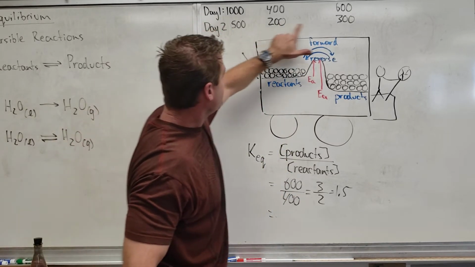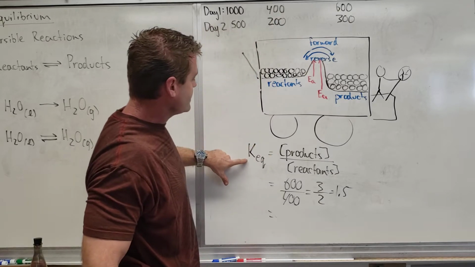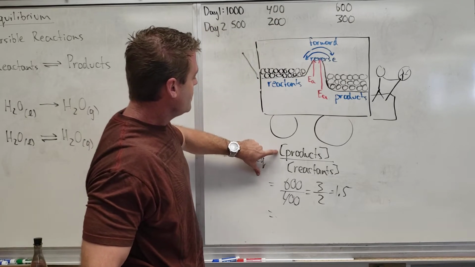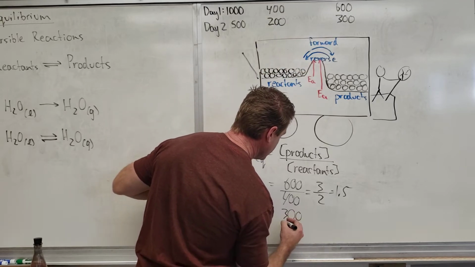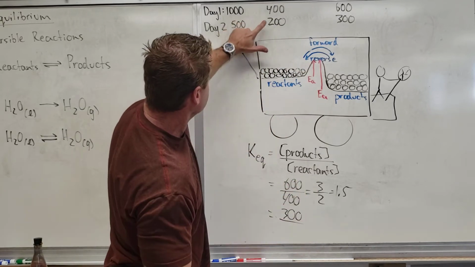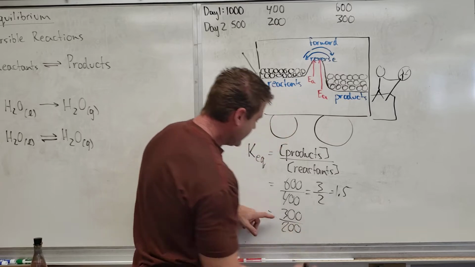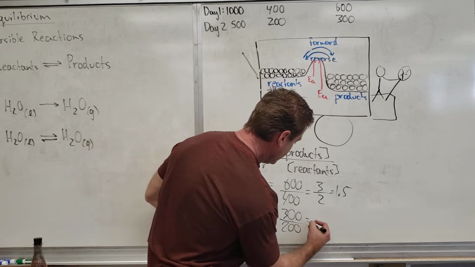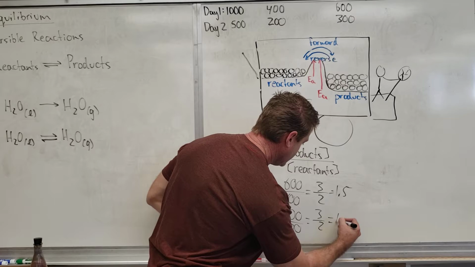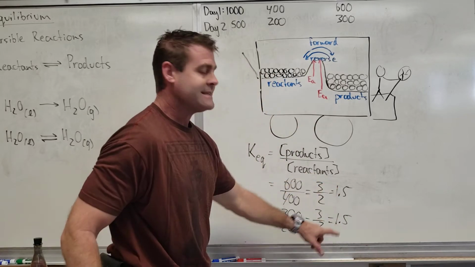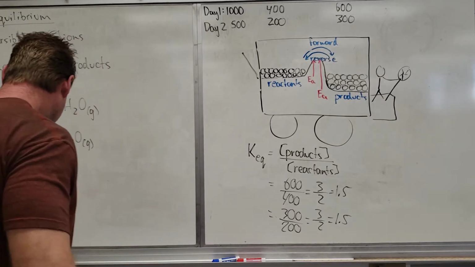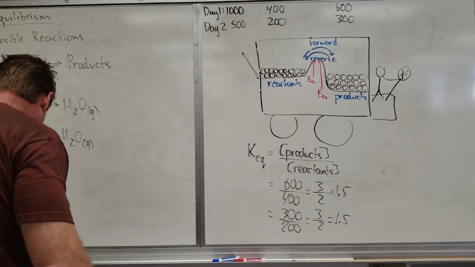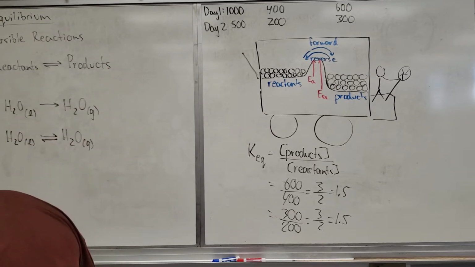The numbers change, but now check this out. Let's calculate the products to reactants. What are the products on day 2? 300. What are the reactants on day 2? 200. I think you guys can see it. 300 divided by 200. Can I reduce that down to 3/2? And what do you see? It stayed the same. It's 1.5. That's what they found is the case with reversible reactions.